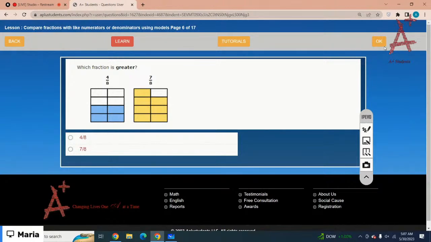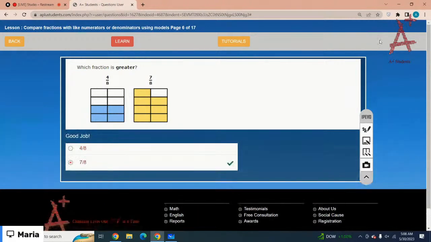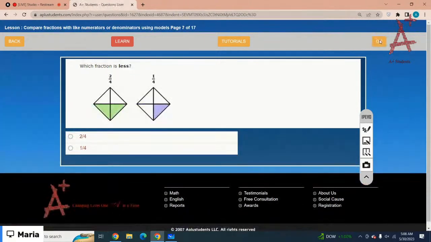Which is greater? The one that is more colored is the greater one. So 7 over 8 is greater than 4 over 8. The correct option is 7 over 8. Very good. Okay, which fraction is less, 1 by 4 or 2 by 4? Which is less? Yes, 1 over 4 is less than 2 over 4.